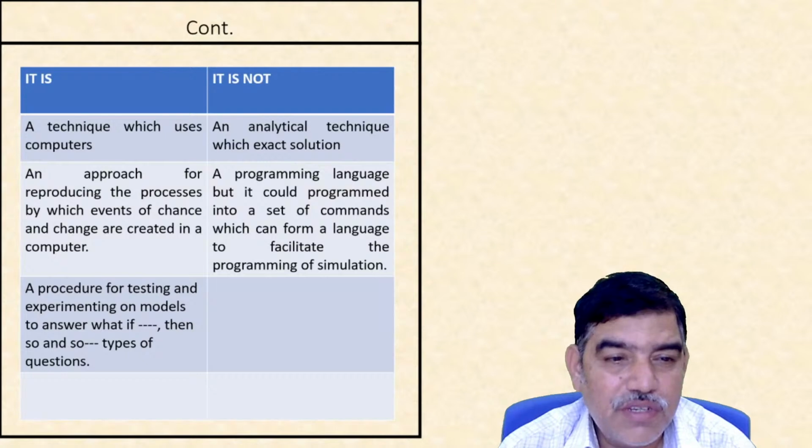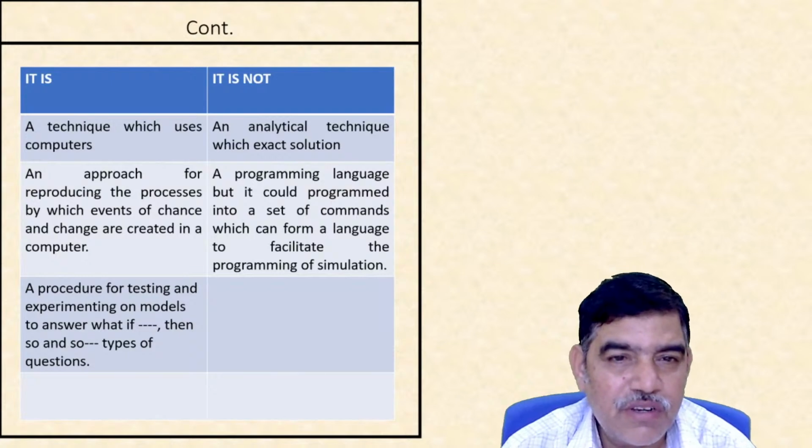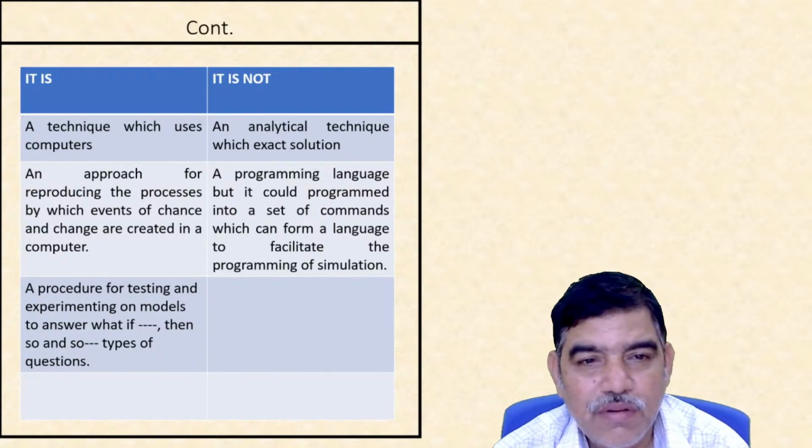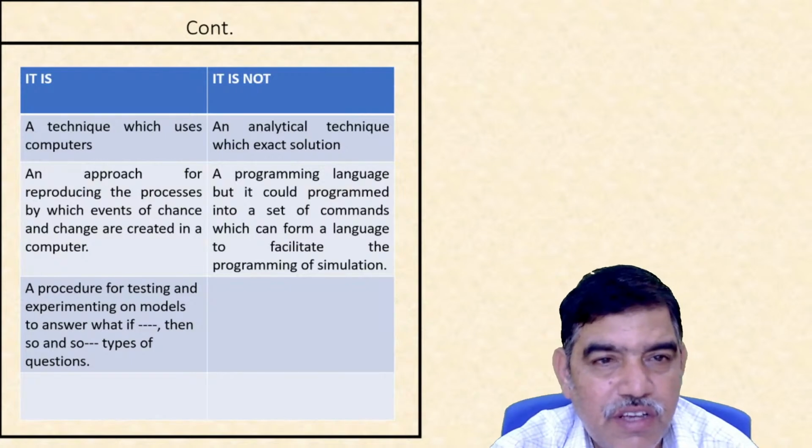It is a procedure for testing and experimenting on models to answer what-if, then-so-and-so types of questions. So that is actually what we can do with the help of simulation, and what is not possible by using the simulation. So that's why I mentioned here it is or it is not.